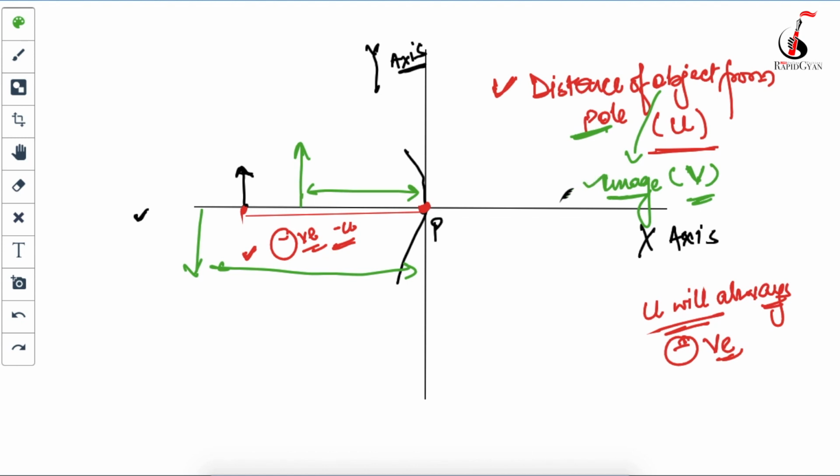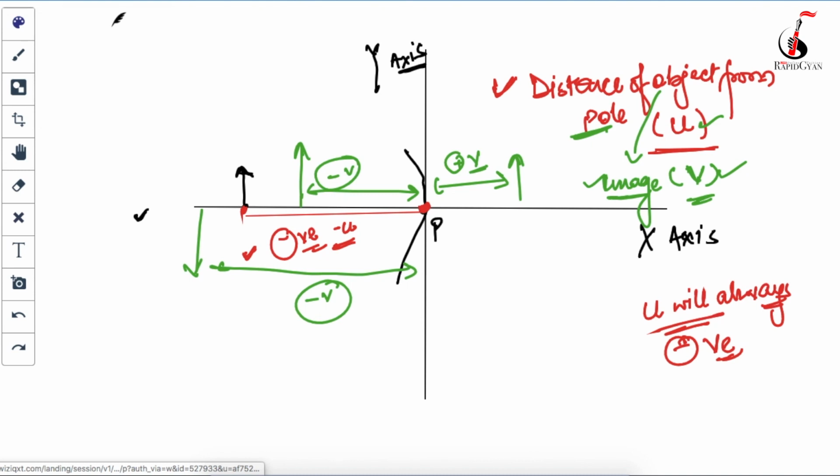So if your image is on the left hand side, it will be negative v. If your image is on the right hand side, it will be positive v. Just remember this. So hope you guys understand what is u, what is v. It's very important. u is the distance of the object from the pole and v is the distance of the image from the pole. Now I'm going to tell you two more things. What are those two things?